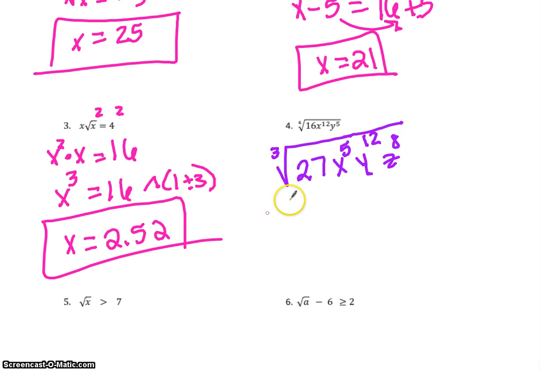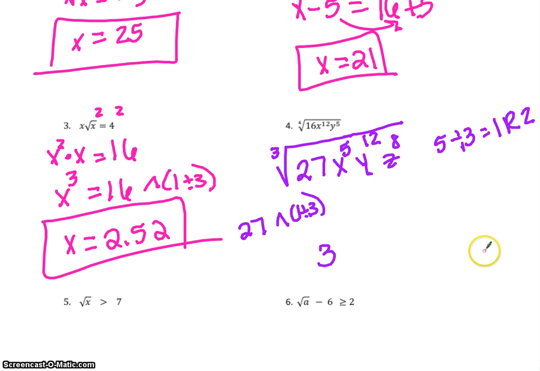Okay? You're going to say 27 to the power 1 divided by 3, and you're going to get 3. It's a plain whole number, no big deal, put it on the outside. Then you're going to say 5 divided by 3 is 1 with a remainder of 2. Now how do you figure out there's a remainder of 2? Well, 1 times 3 is 3, 5 minus 3 is 2. So since you have a 1, you're going to have an x on the outside. Leave a little space to write, put your cube root.